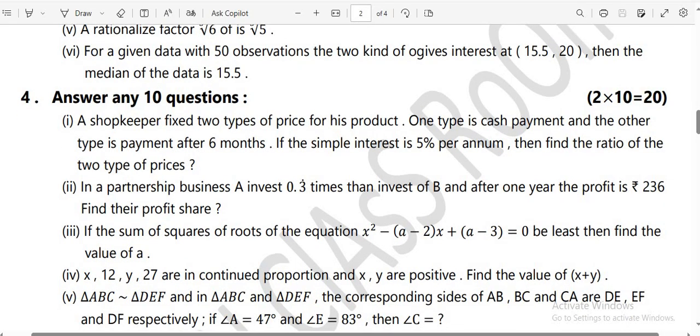Question number 4. x, 12, y, 27 are in continued proportion and x, y are positive. Find the value of x plus y.